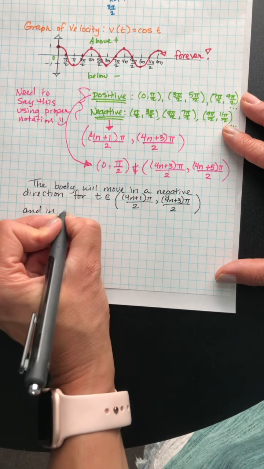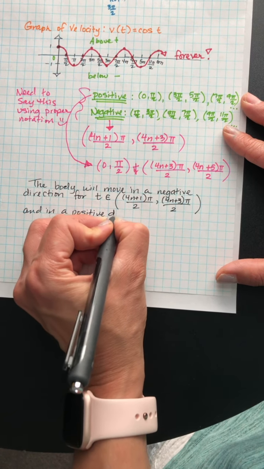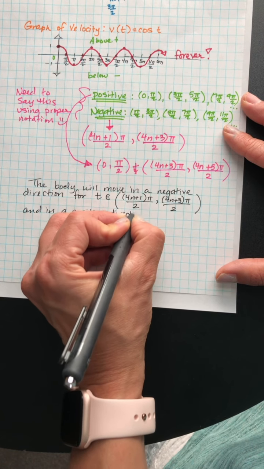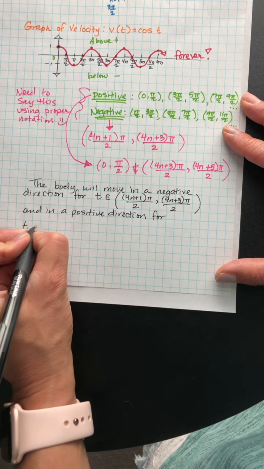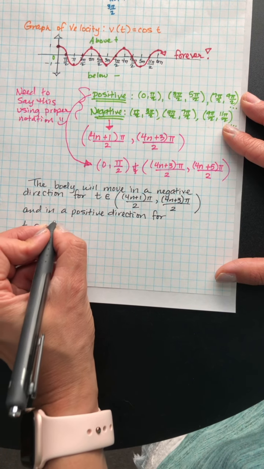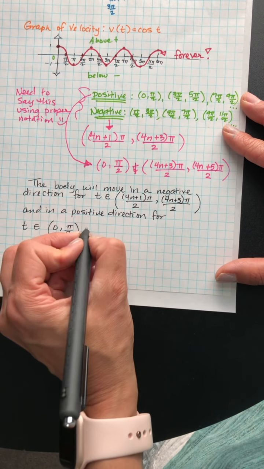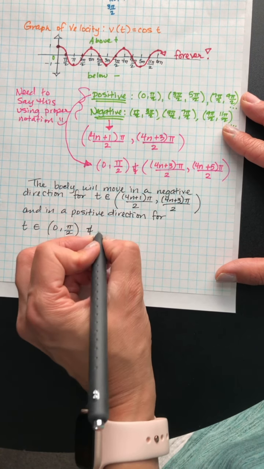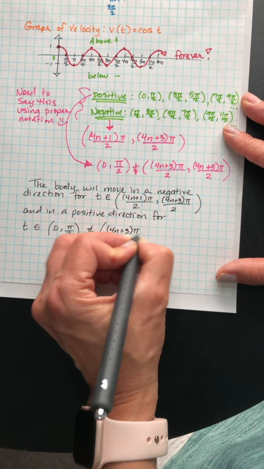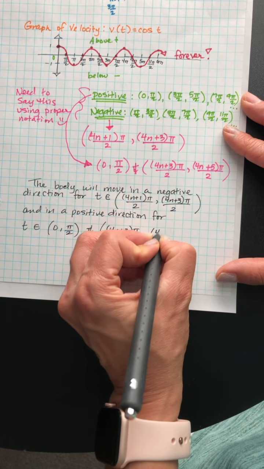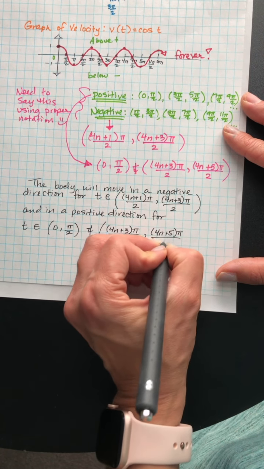And in a positive direction for t in the set, remember we had 0 to pi over 2 because that was the oddball point, and 4n plus 3 quantity times pi over 2, comma, 4n plus 5 quantity times pi over 2.